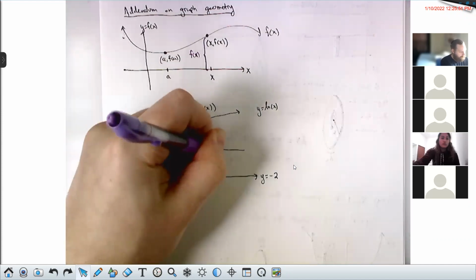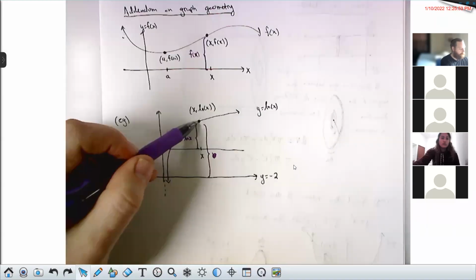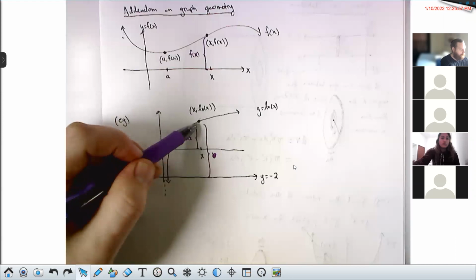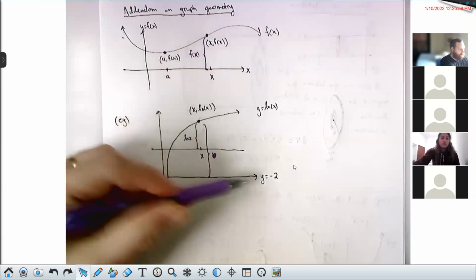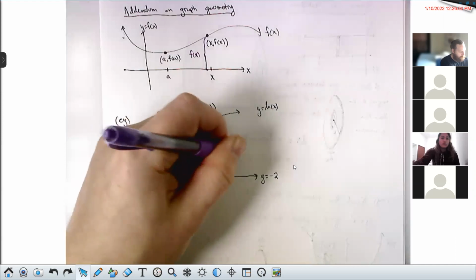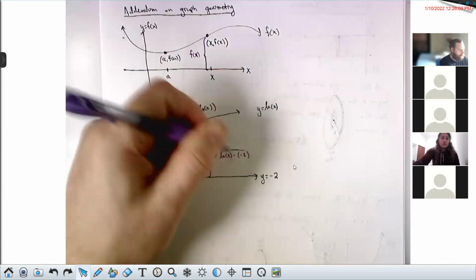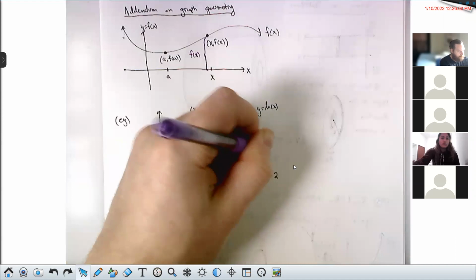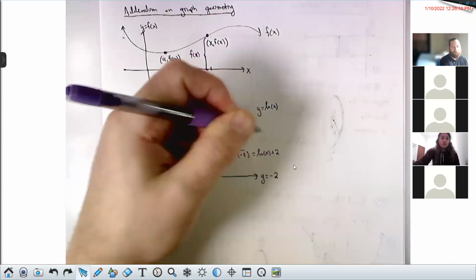If I wanted to find the distance from this point on the curve all the way down to here, I won't call it r. If I wanted to find the vertical distance from here to here, I would take the y value here, which is ln x, and subtract the y value here, which is -2. So this would be ln of x minus -2, or just ln of x plus 2.